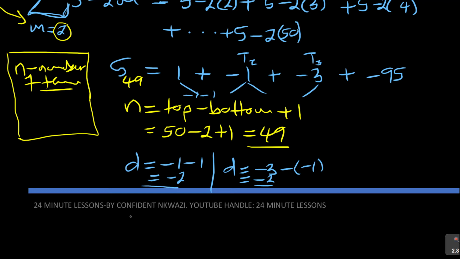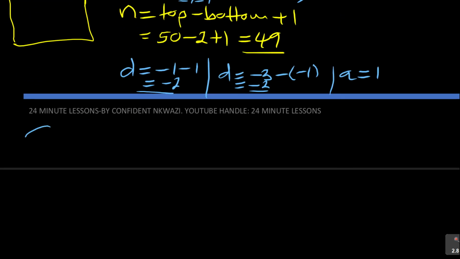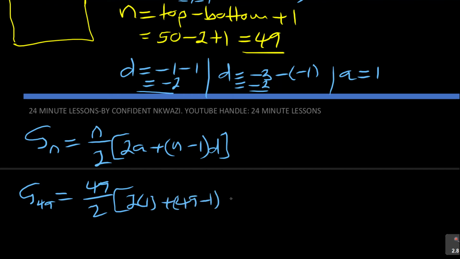So I know my d is negative 2. I know my first term a is equal to first term t1, which is equal to 1. Then from here I know my number of terms. I can now use the formula Sn is equal to n over 2, 2a plus n minus 1 d. Are you with me? Then from there, sum of 49 is equal to n, 49 over 2, 2a is 1 plus 49 minus 1, now times negative 2. Always multiply.